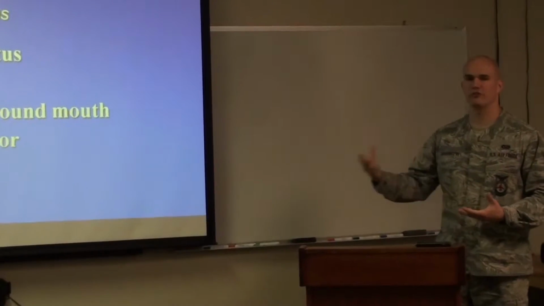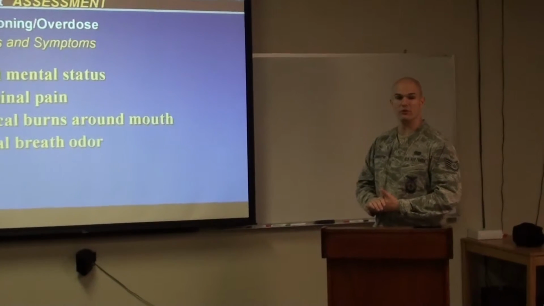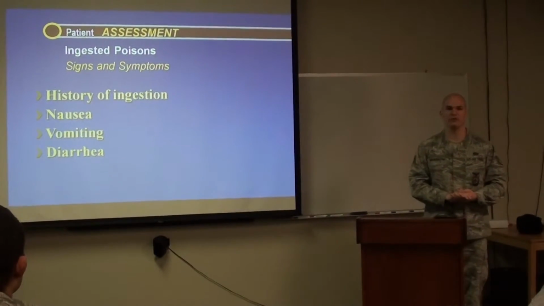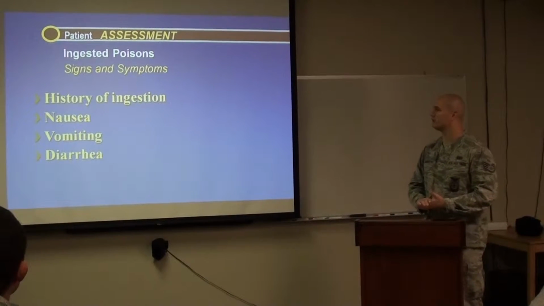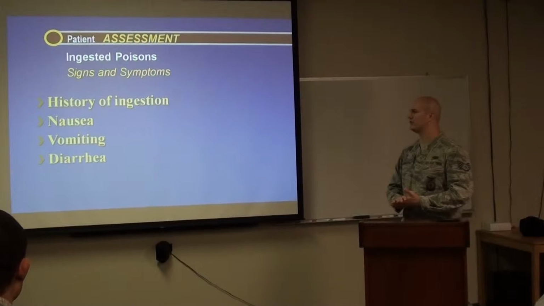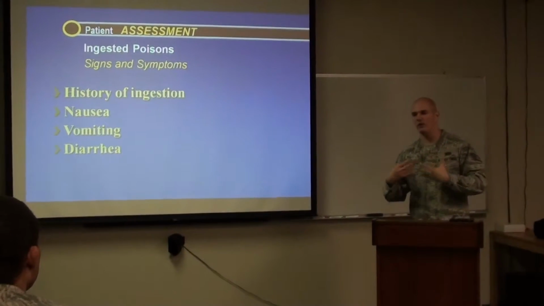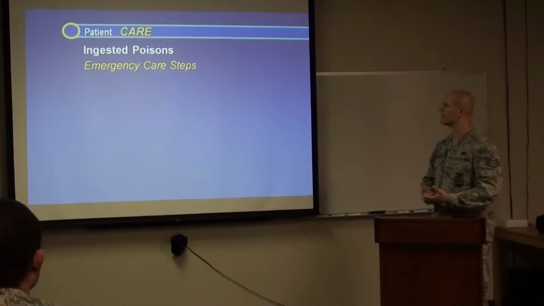Any abdominal pain, this is just going over what I just said, any unusual breathing or any unusual breath odor. All right, the first route we're going to be talking about is ingested poisons, that's obviously taken in orally. You're going to find out the history of ingestion, any nausea, vomiting, or diarrhea. These are all clues to help you distinguish what poison has entered the body during this assessment.